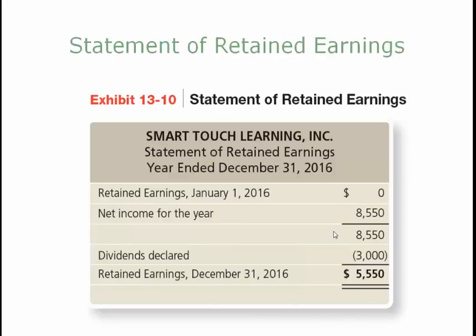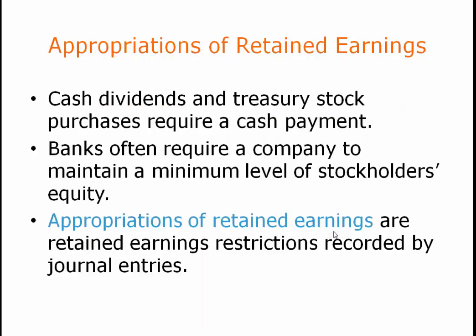And here's what it looks like in the statement of retained earnings. Beginning retained earnings, net income, and declared dividends. For this particular example, it's really simple. This is stuff we looked at way back in chapter 1.